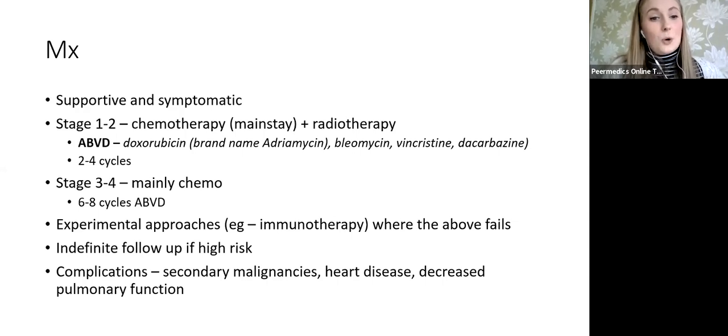And in stage 3-4, it's mainly just chemo because you want to be firing higher strength drugs at it and hope it'll get rid of it. And you do about 6 to 8 cycles of the same regime. And where that fails, you'll use more experimental approaches like immunotherapy.